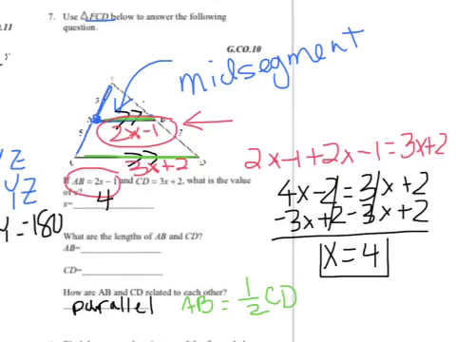And all my work is over here on the right. They then ask me to find the actual length of AB. So then I'm just going to plug 4 back in. 2 times 4 is 8, minus 1 is a 7. And the bottom, if I plug a 4 in here, I get 3 times 4 is 12, plus 2 is 14. Oh, and since the bottom is double, I know that I solved it correctly.